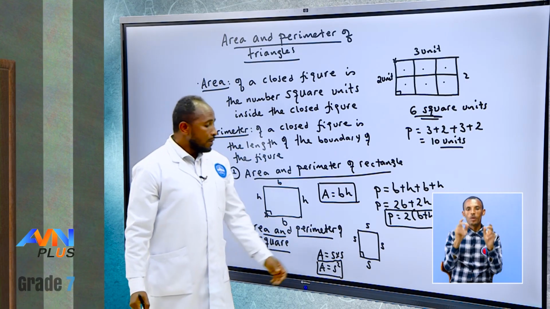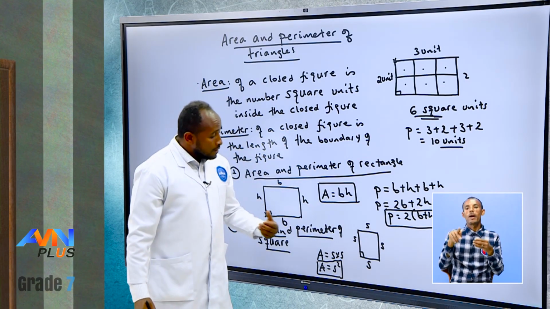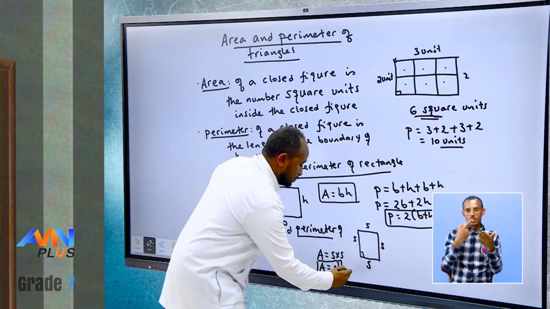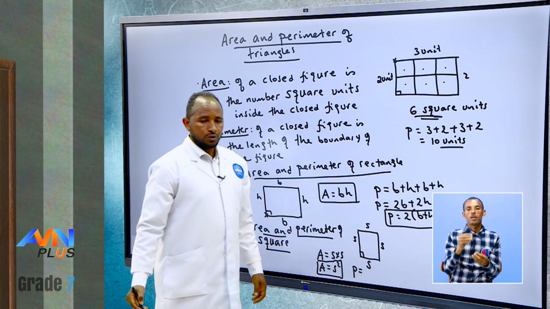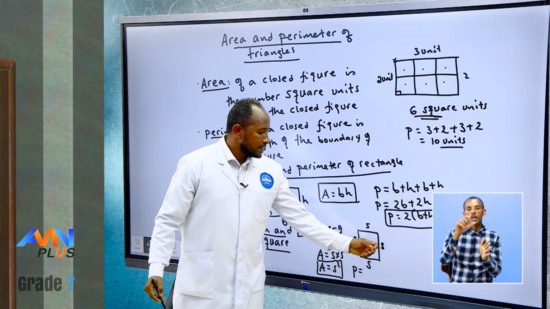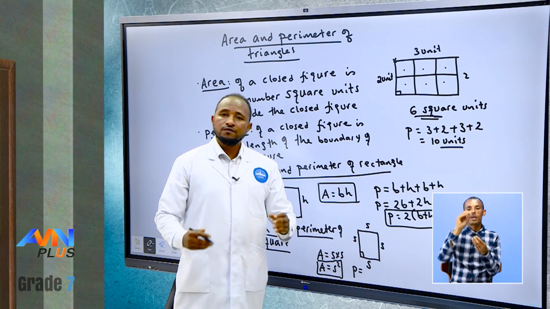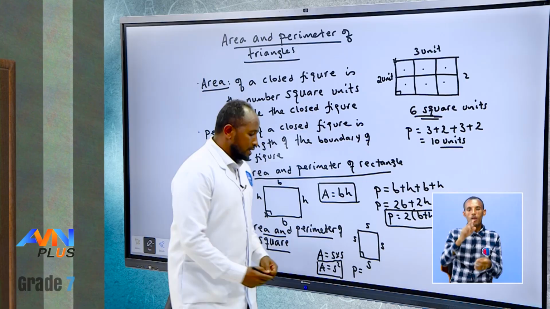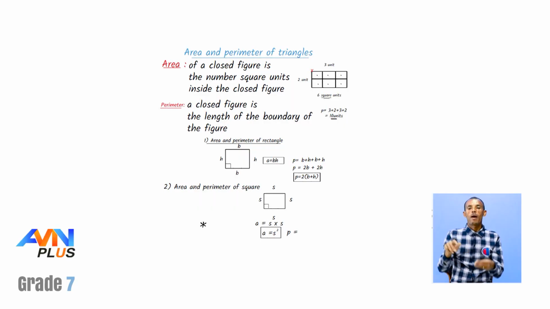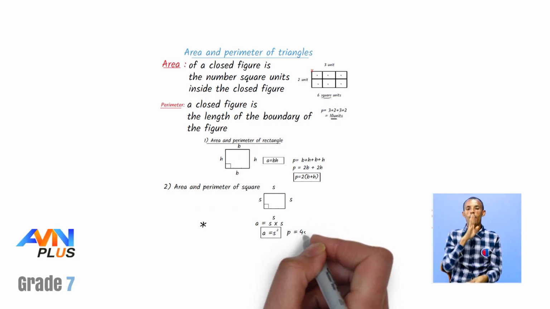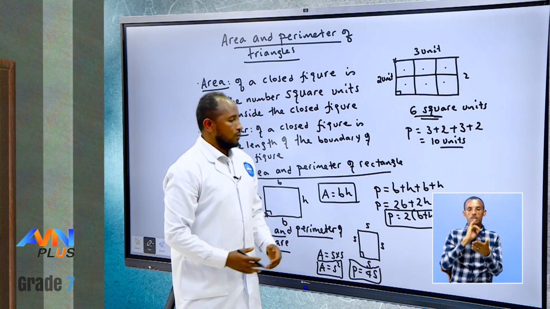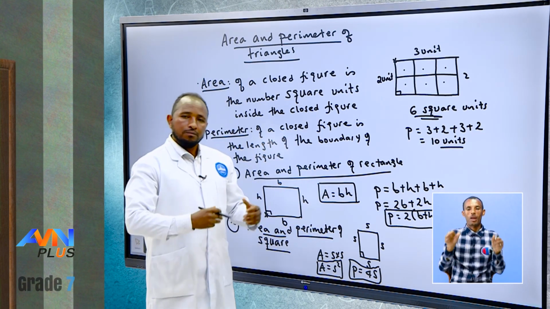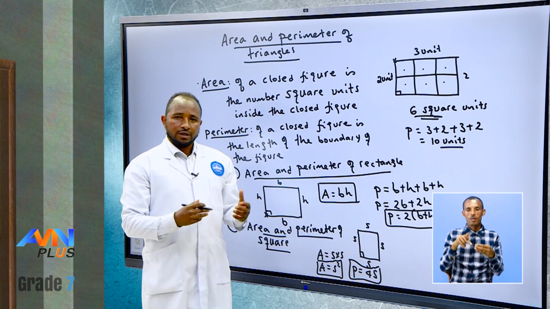Okay. How about the perimeter? The perimeter of this square will be simply you add all its sides. So here S plus S plus S plus S gives you 4S. Therefore, the perimeter will be 4 times S. So this is how you calculate area and perimeter of a square and rectangle.